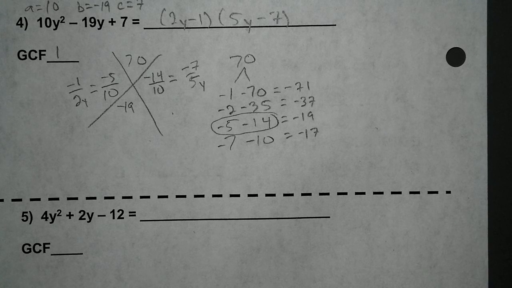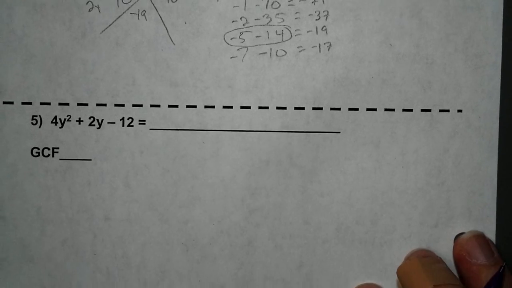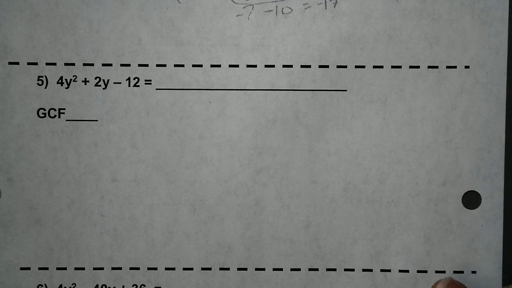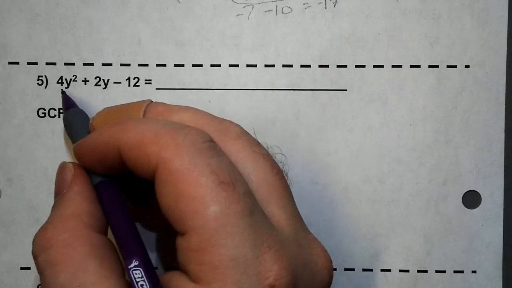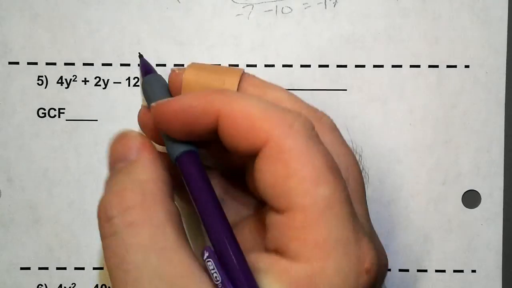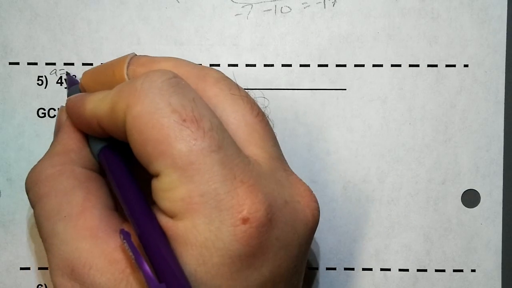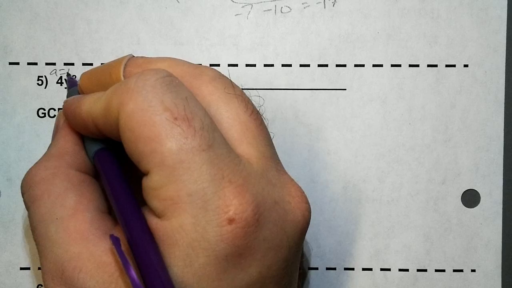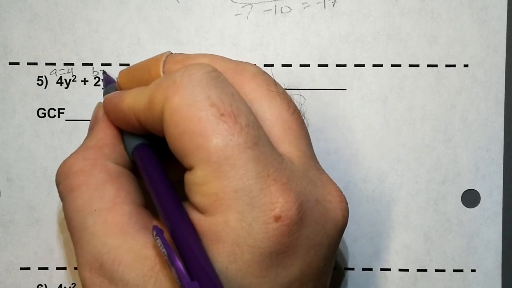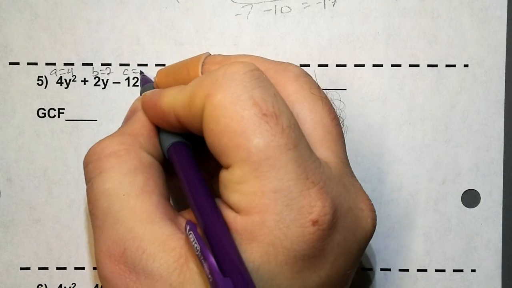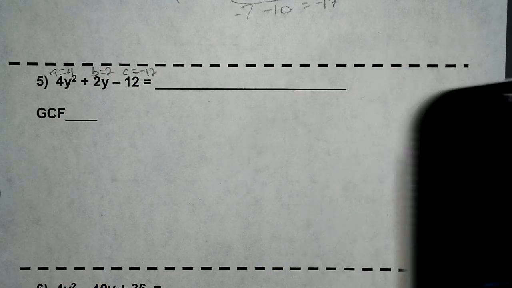All right, let's try another one. Number 5. Once again, our a value is something other than 1, so we're going to get our a, b, and c and see if they have a GCF. So let's try that.